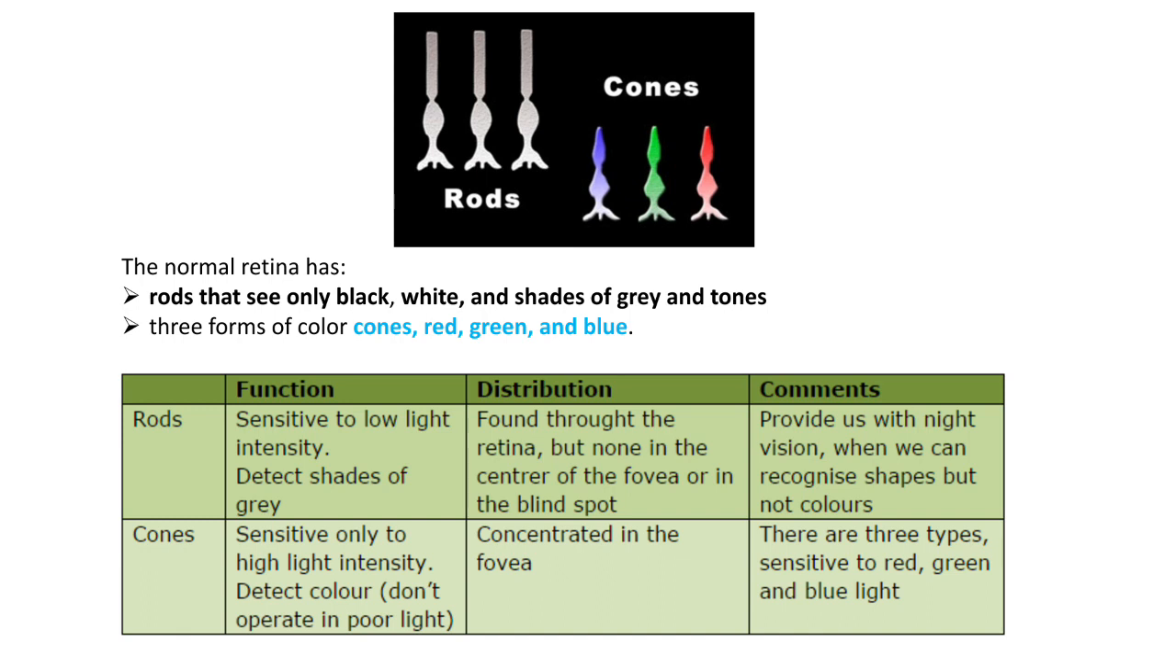Rods function: sensitive to low light intensity, detect shades of grey. Distribution: found throughout the retina, but none in the center of the fovea or in the blind spot. They provide us with night vision, when we can recognize shapes but not colors. Cones function: sensitive only to high light intensity, detect color but don't operate in poor light. Distribution: concentrated in the fovea. There are three types, sensitive to red, green and blue light.